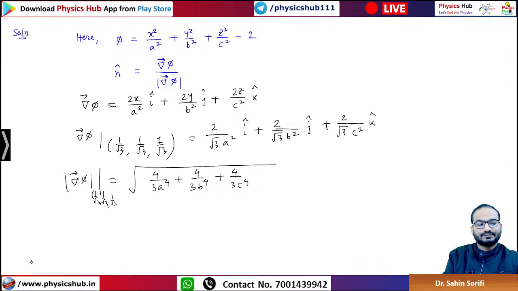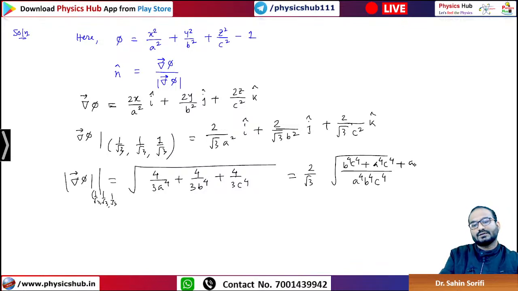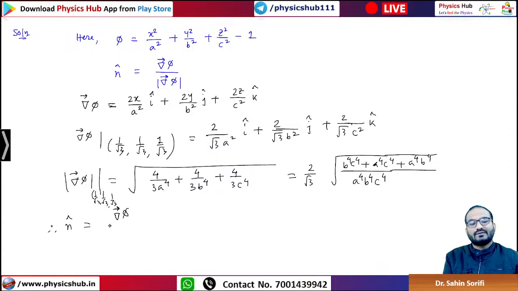Then we have the mod. So we can take 4 by 3 common, so it will become 2 by root 3, right? And in the denominator, under the root everything will be there: b to the power 4, c to the power 4 plus a to the power 4, c to the power 4 plus a to the power 4, b to the power 4. This is what will come. So a kind of homogeneity is there, so it is easier for us to calculate. And now we can calculate this unit vector by taking the ratio of grad phi and modulus of grad phi.